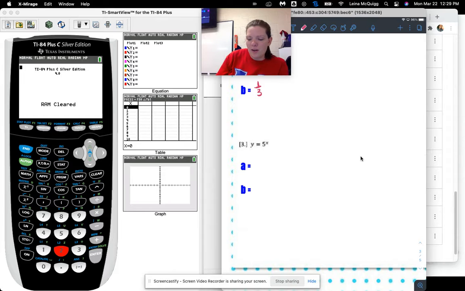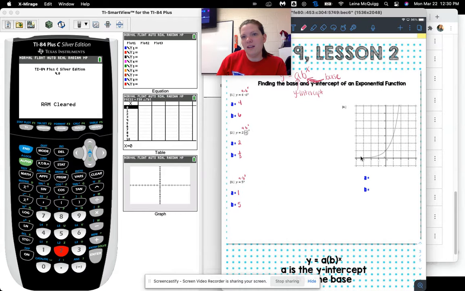Here it becomes a little bit more complicated because all we have is something raised to the power of X. So what number is there in front? What number can we multiply by in the front that we don't have to see? We don't have to write it. We understand there's a 1 there. So here A is 1 and B is 5.